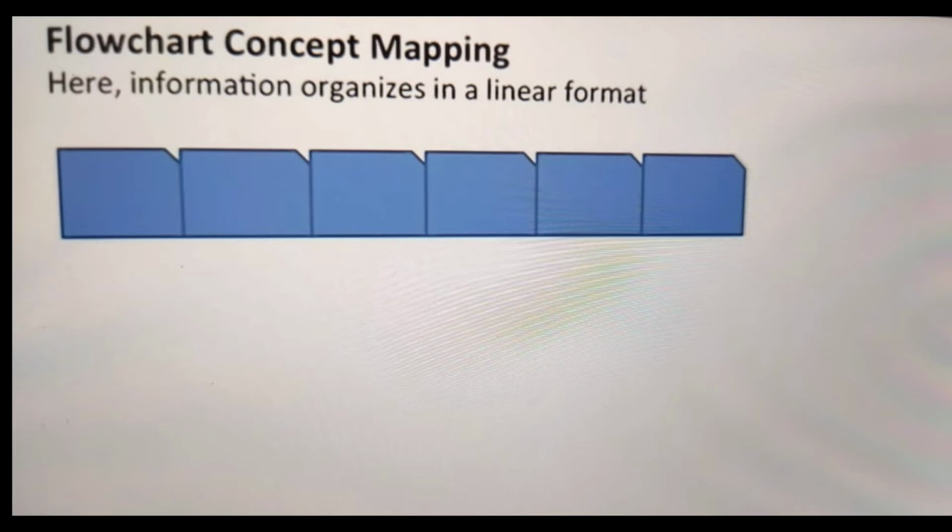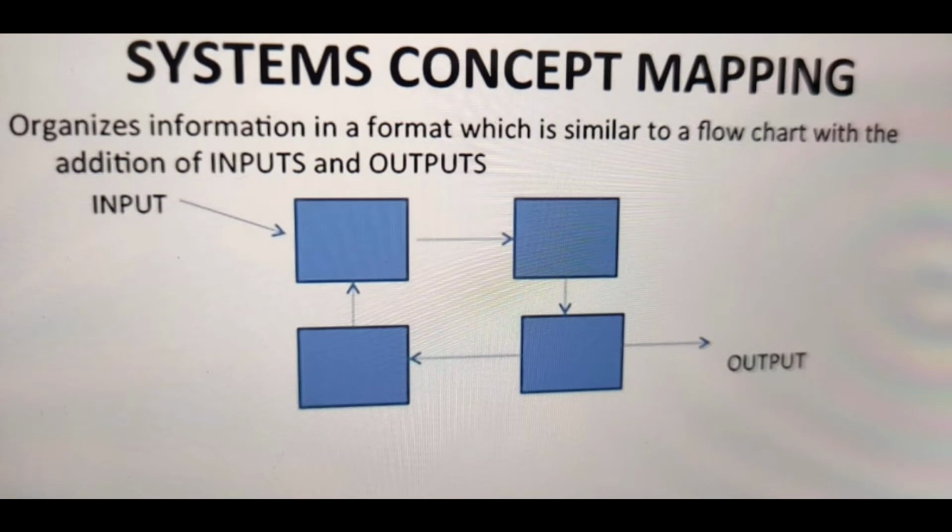Here you can see the flowchart concept mapping. It is the linear model. Here we are arranging all the information or concepts in a linear order. This one is a system concept mapping. Here you can see input and output. Input and outputs are related with each other, and here we can see the arrows from input to output. This is the diagrammatic representation of system concept mapping.